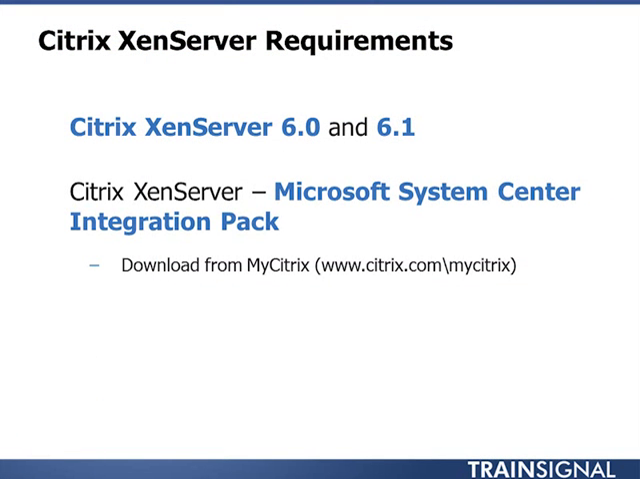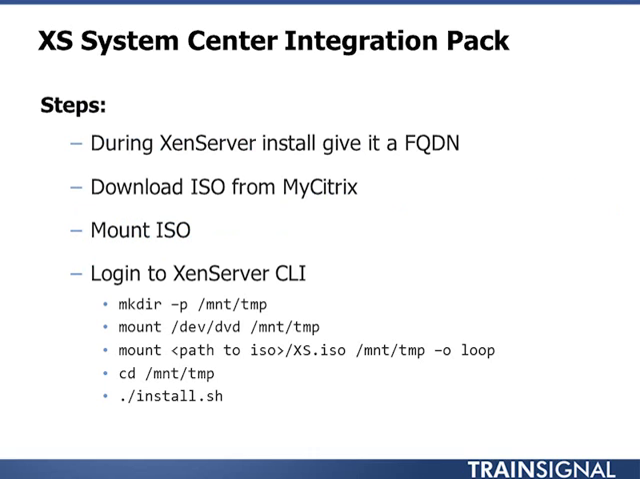Zen server is supported via version 6.0 and 6.1. You will need the Citrix Zen server Microsoft System Center integration pack. To download that, you're going to have to go to My Citrix, so citrix.com/mycitrix. Log in, go to the downloads section for Zen server. Under its components, you'll find a package called Microsoft System Center integration pack. You're going to want to download that integration pack, and then follow the steps that I have listed out on the screen here for you.